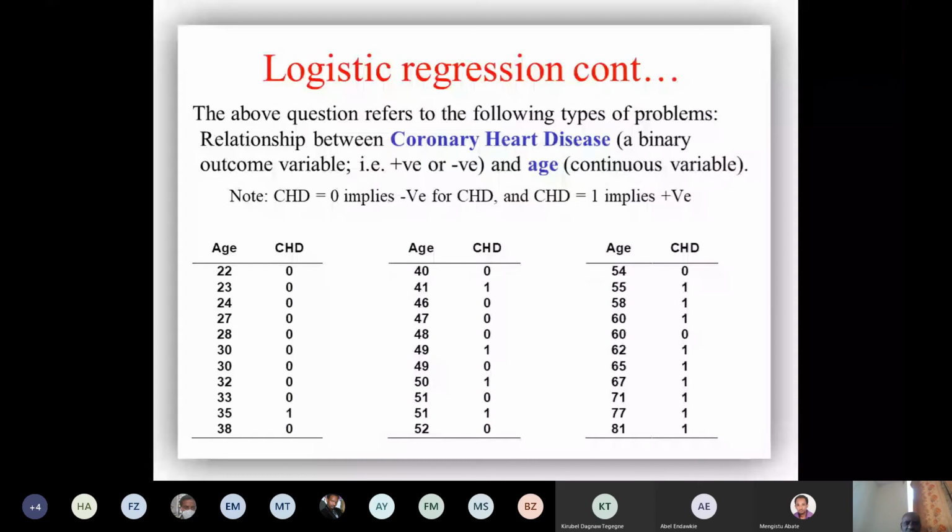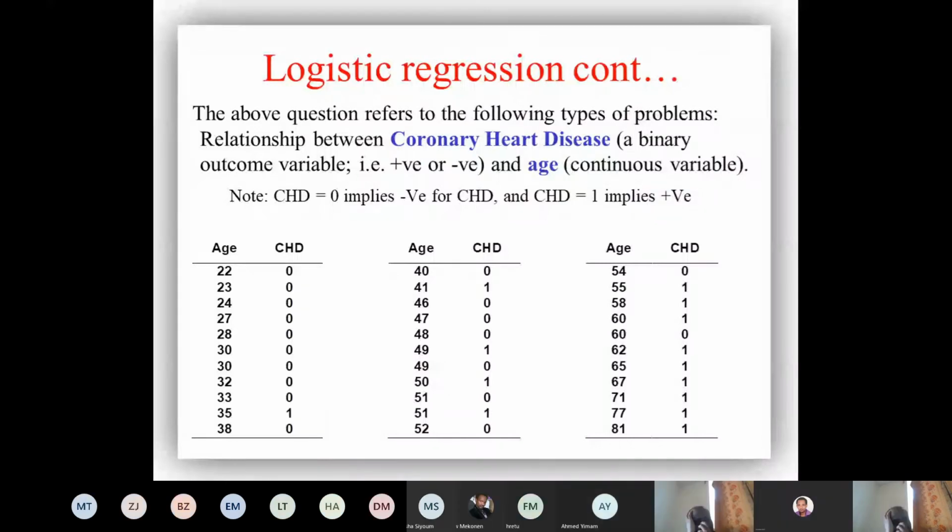So how can we model this? Don't forget, the dependent variable is either 0 or 1. So how can we model it? Can we use linear regression? Let's see it.